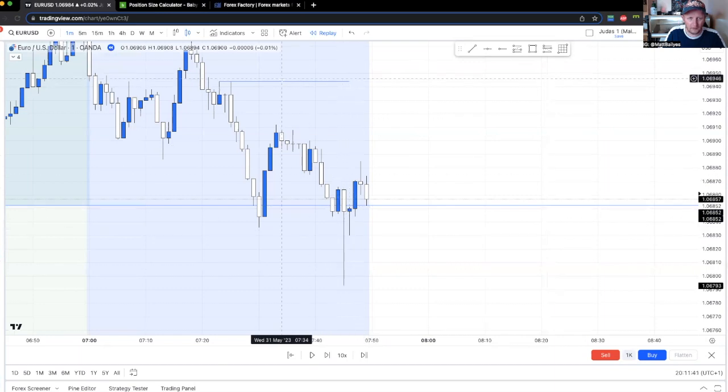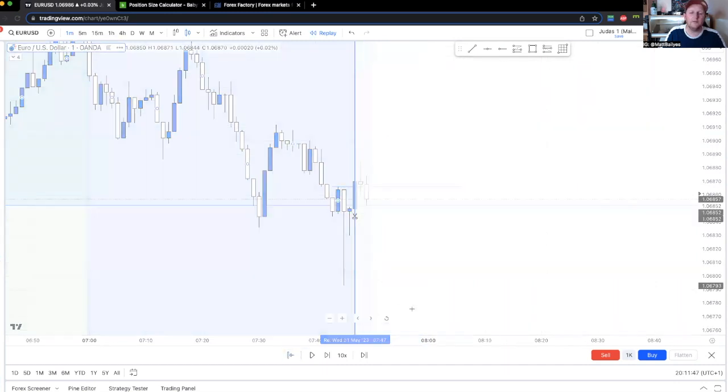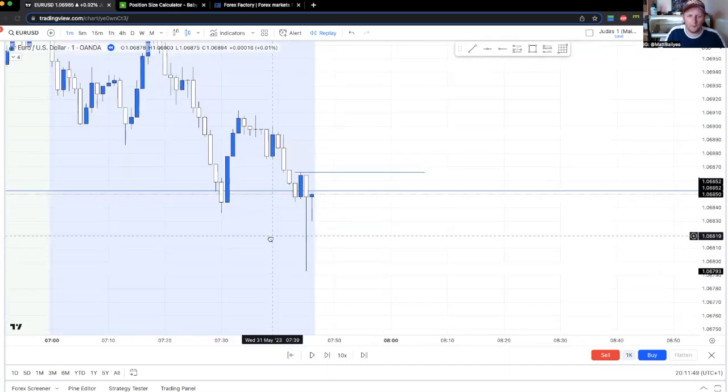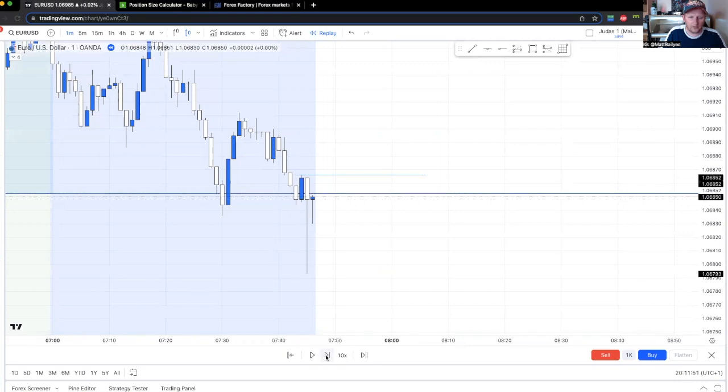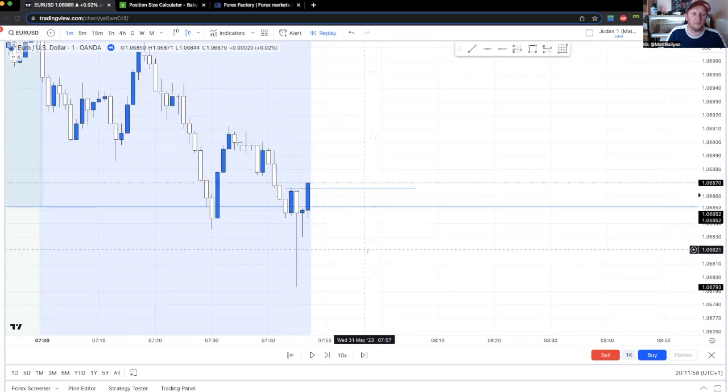Okay, so what we do then, we move this down to here. I bring this back to there. So that's what we see so far. So we're going to watch what the next candle does. So the next candle has swept this line right here, which is what we're waiting for. Now, this is where we try and find our entry.